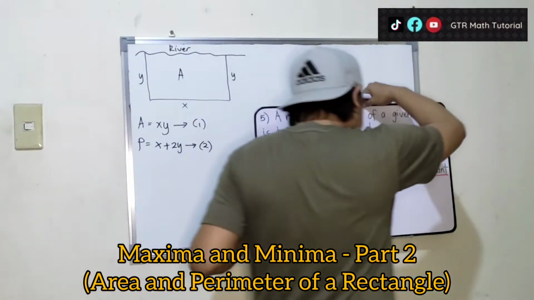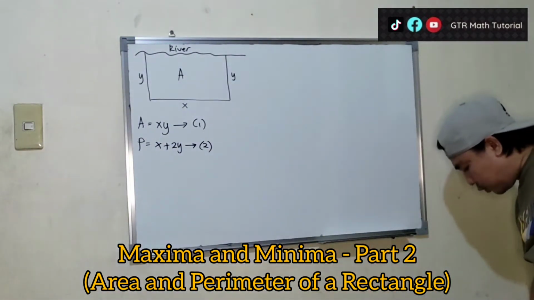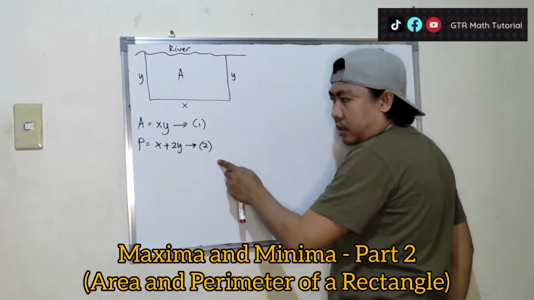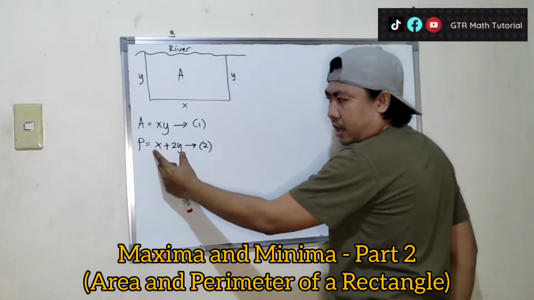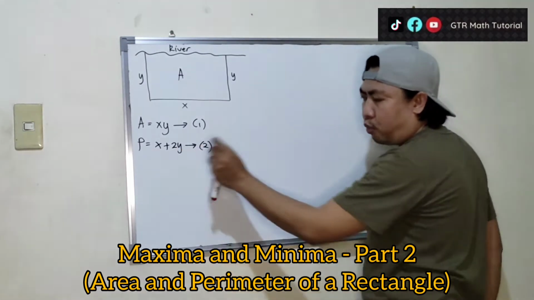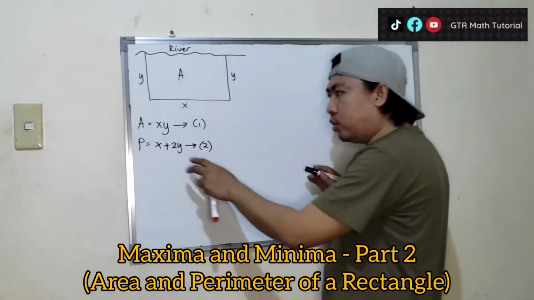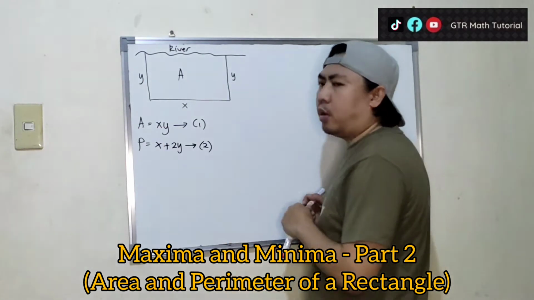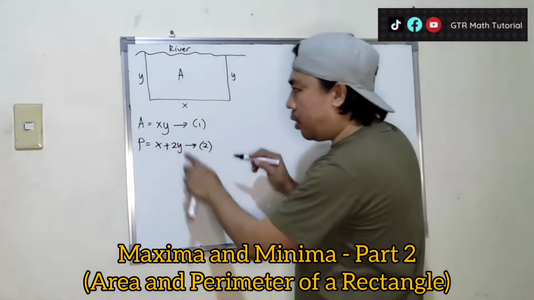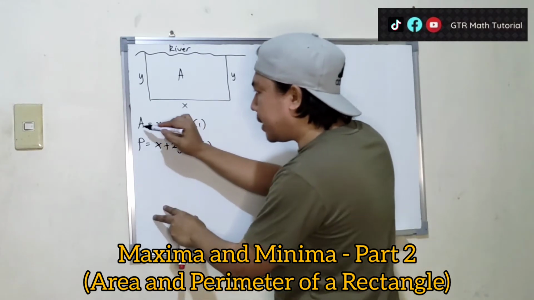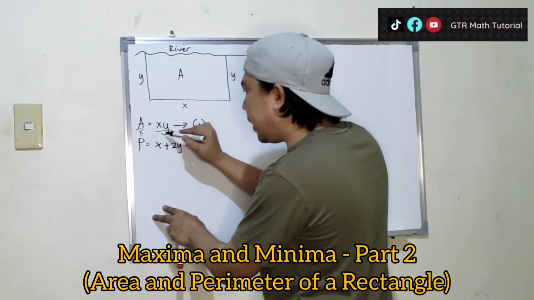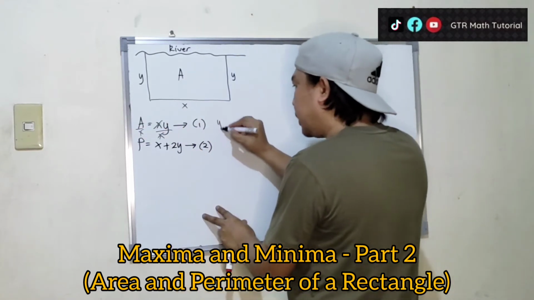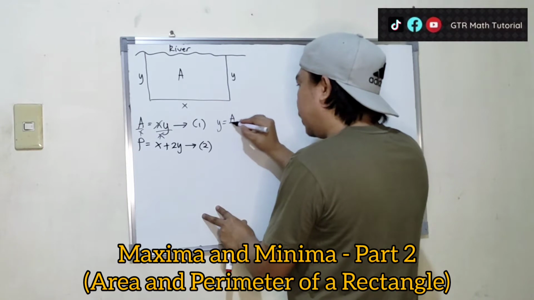So let us solve. Okay, so since we have 2 equations, we want to minimize the perimeter. So express the perimeter in terms of one variable. So let's try to express this in terms of y. So solve for y in equation number 1. To solve for y in equation number 1, divide both sides by x. So divide both sides by x para ma-cancel out yung x. So therefore, y is equal to A over x. So this is equation number 1.